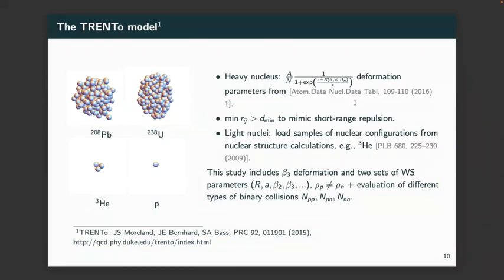Again, we start from a one-particle, classical density of nucleons that is parameterized with a Woods-Saxon form with deformations. And then we also include the minimum distance when you sample nucleons to mimic the short range repulsion. Of course, you can improve this, as this model allows you to load pre-generated random samples of nuclear configurations, so you don't always have to start from a Woods-Saxon nucleus. For example, in past studies, they asked the nuclear structure people to provide a list of randomly sampled nucleons for helium-3 to generate these initial configurations.